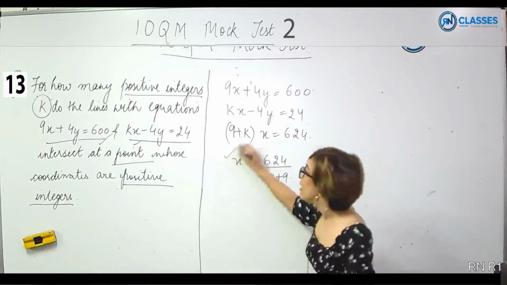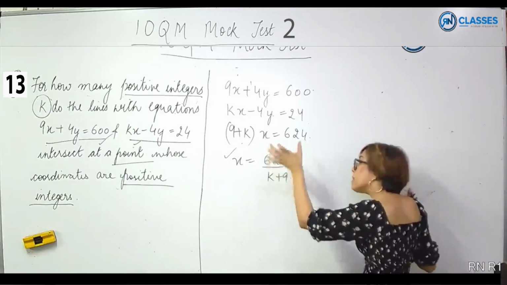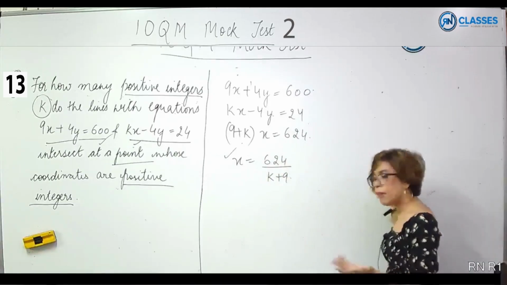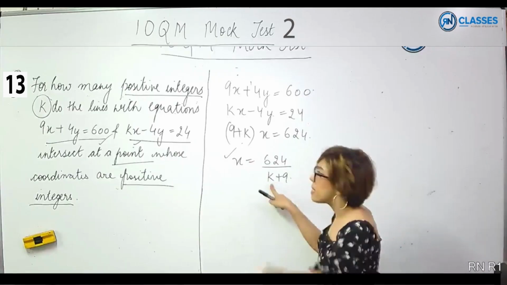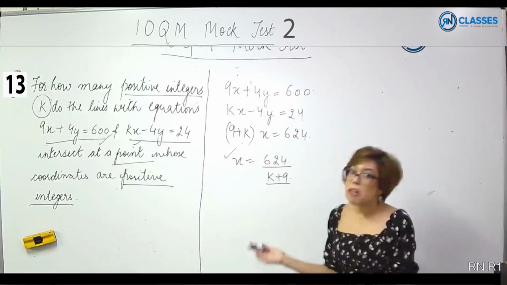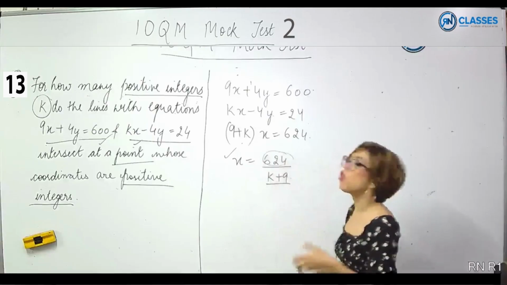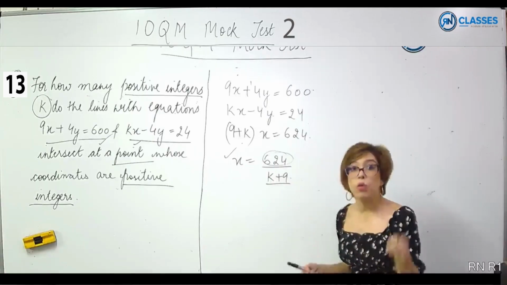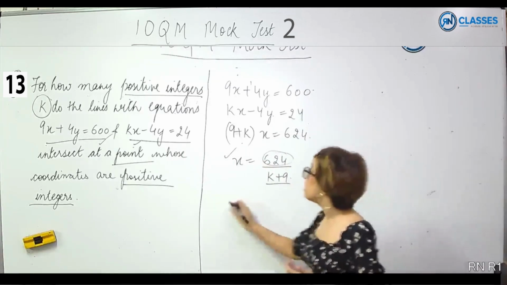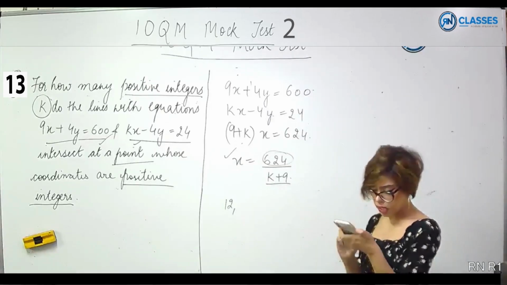Right? Mind it that x is a positive integer. That means this has to be an integer. That means 624 has to be completely divisible by k plus 9. Right? Also, k itself is a positive integer. That means k plus 9 is, maybe it is 10, maybe it is 11, maybe it is 12, and so on. Right? So, I can just look for the factors or divisors of 624. Mind it, those factors which are greater than 9. Right? So, obviously, the first factor would be 12. And the next factor, we can write it like this.